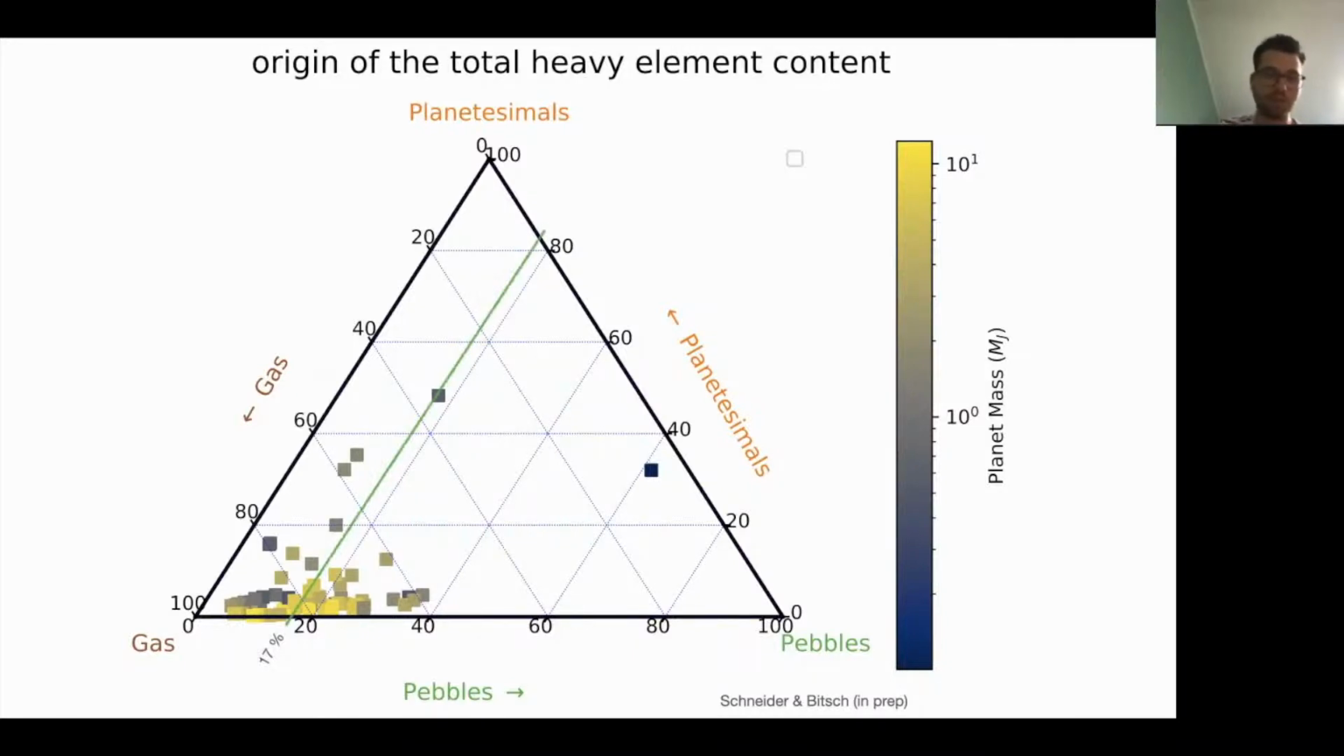So what you can see here, for example, for this planet, is that this planet is made up 17% by pebbles in the heavy element content. It is made up 35% by gas of the heavy elements, and it was made up 48% by planetesimals in its heavy element content. So what can we learn from this graph? We can see that planets that are very massive are more likely to be made up by gas and by pebbles. The heavy element content doesn't really come from planetesimals.